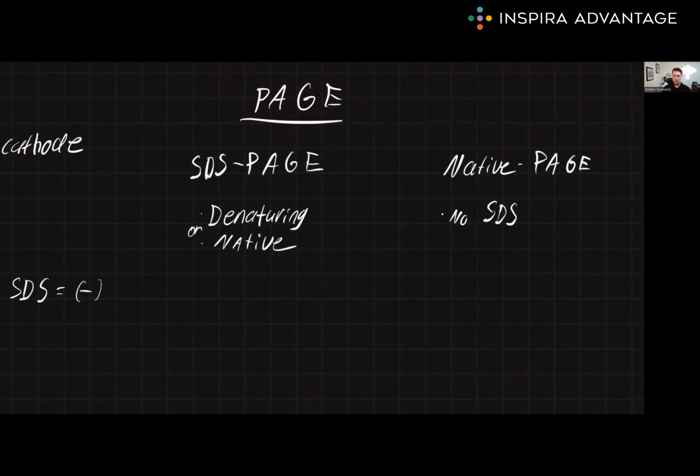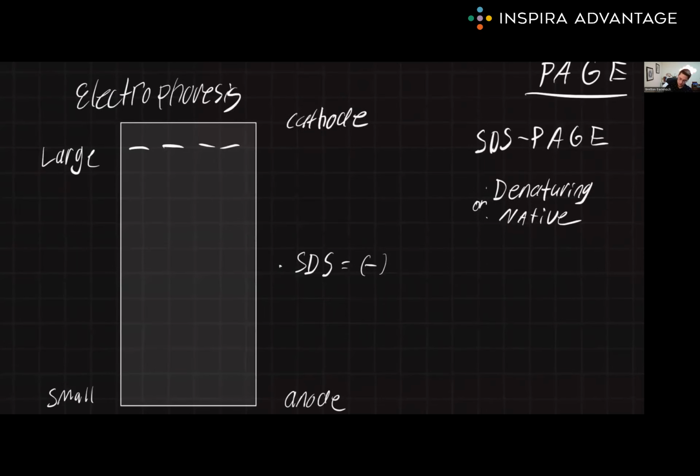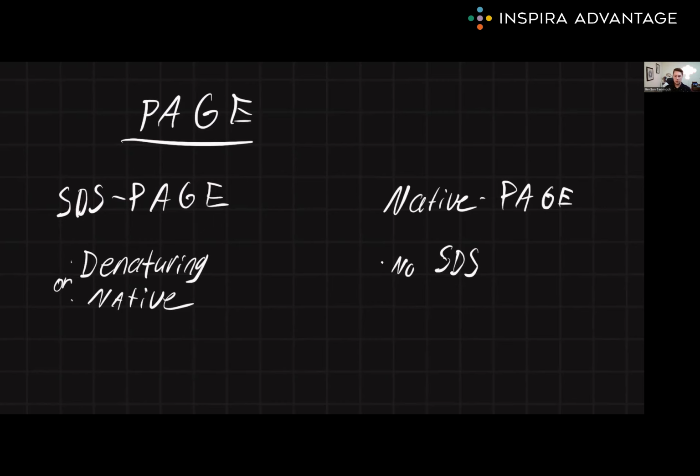Next, we have the PAGE gel. PAGE stands for polyacrylamide gel electrophoresis. So gel electrophoresis is the exact same as electrophoresis. The last part we've already explained. So really, we're just talking about the PA right now. PAGE is a type of electrophoresis that uses a polyacrylamide gel matrix to separate proteins based on their size.